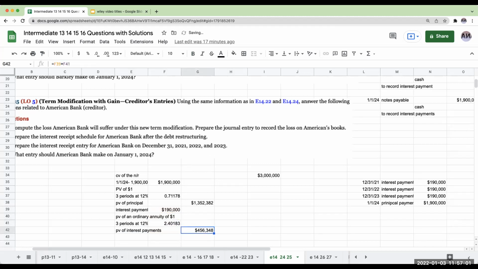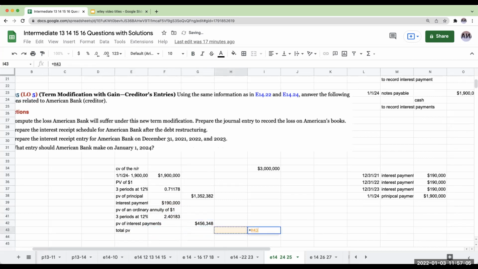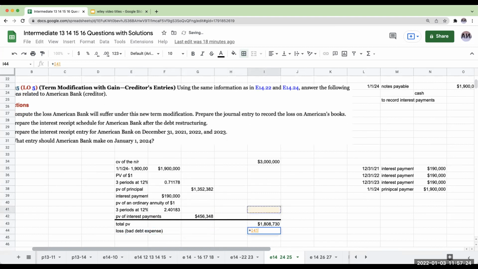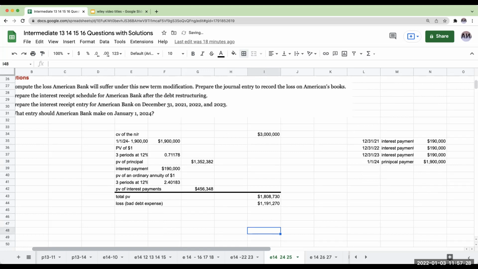The present value of the interest payments is 456,348. So my total present value is going to be 1,808,730. So this is what the value of the note is worth. However, the face value is 3 million. So my loss or bad debt expense is going to be 3 million minus 1,808,730, or 1,191,270.